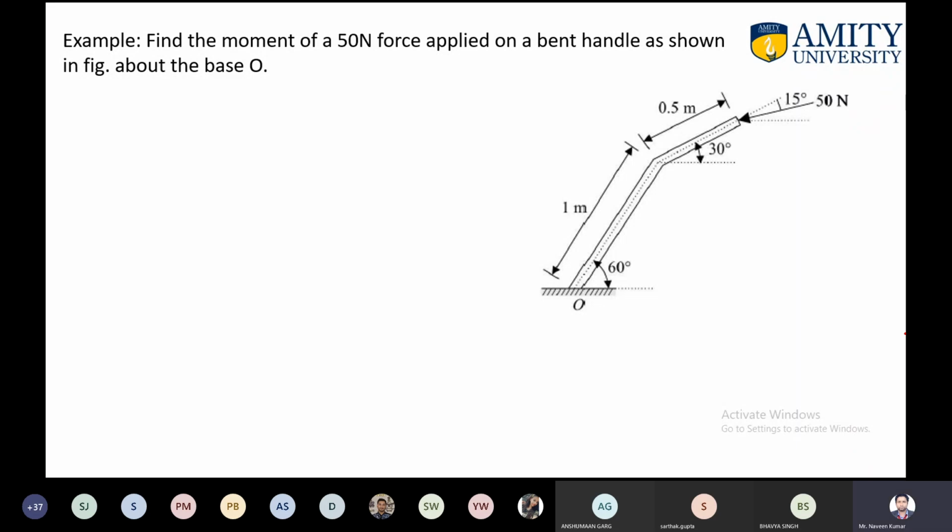How many forces are there? Can anybody tell? Sir, one. Two forces. Yes, only two forces are there. See.